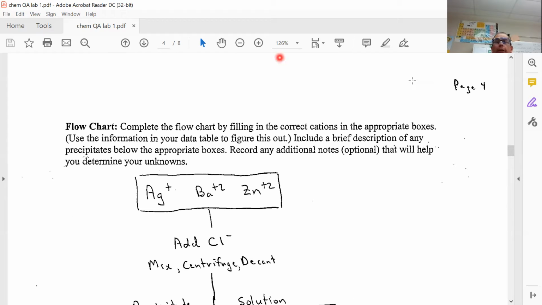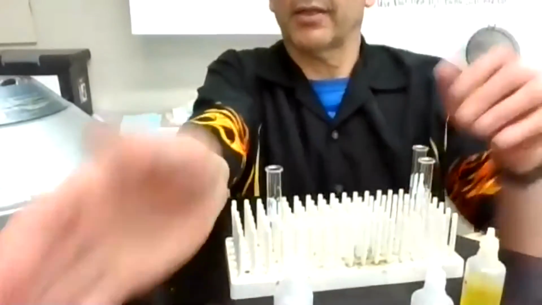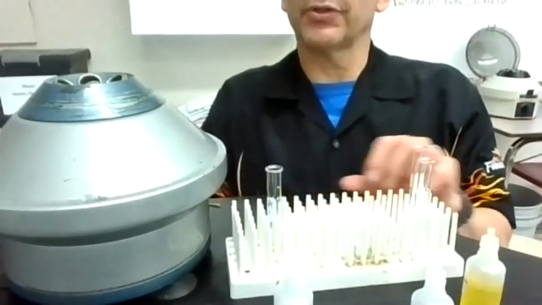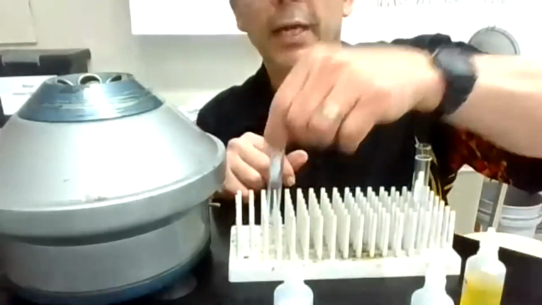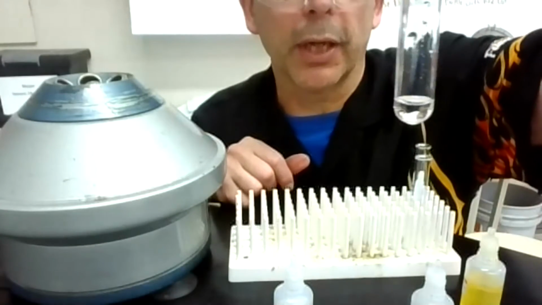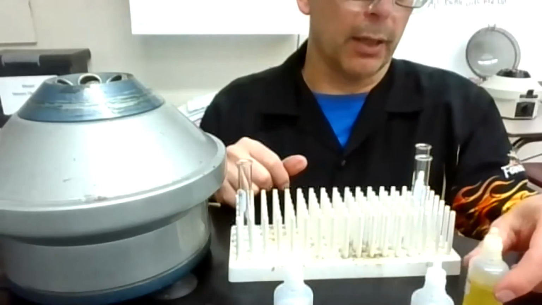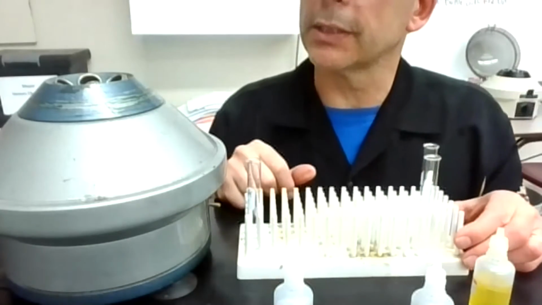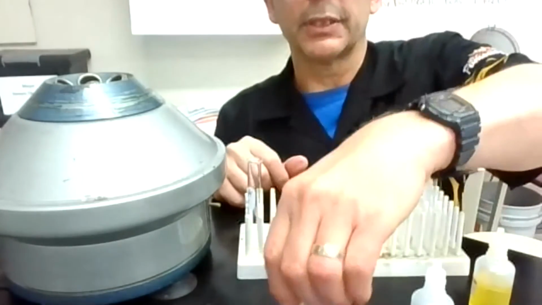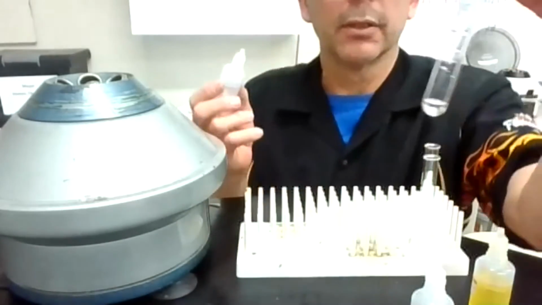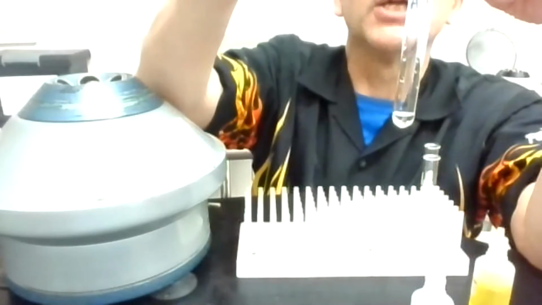Okay, let's go to large screen so you can see this. I'm going to stop the share and angle this down here. I think that's pretty good. I've got a centrifuge right here. I have a test tube that looks like a clear solution, not much in there. And what I'm going to do is add some Cl minus to this. Let's watch what happens.